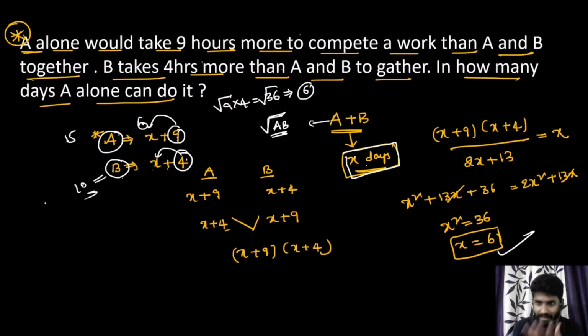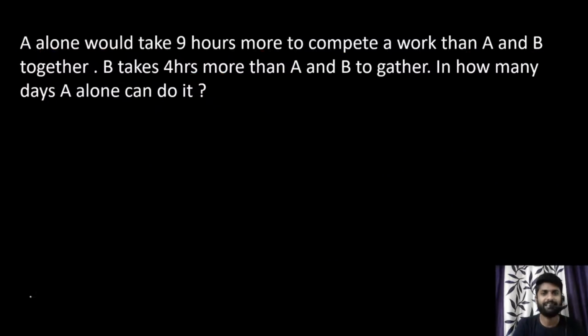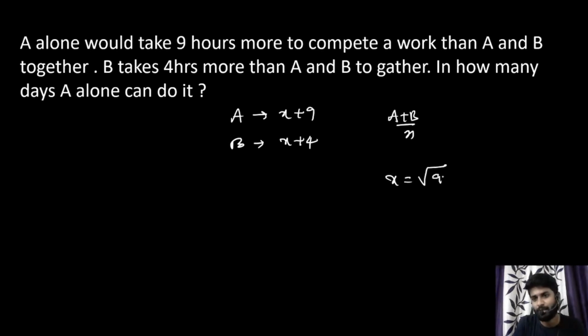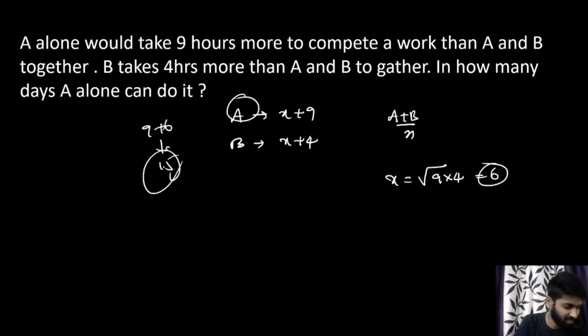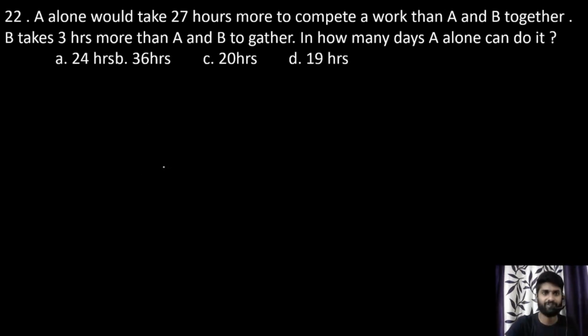So without solving this type of equation directly, if you observe the question, you can get the answer directly, guys. For example, in the same type of question, A's value is x plus 9, B's value is x plus 4, and A plus B together is X. For this type of question, what is the X value? X is under the root of 9 into 4, so the value becomes 6. If you want A's value, 9 plus 6 is equal to 15. Within seconds, guys, you can get the answer. Then for the same question, give me the answer.